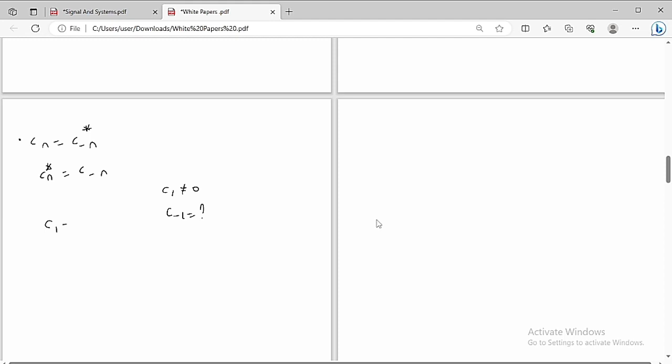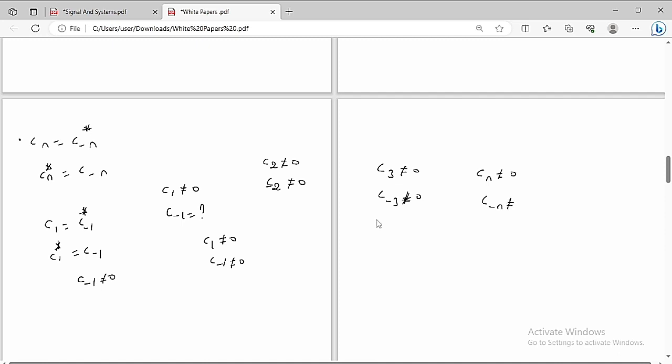So C of 1 is equal to C of minus 1 conjugate. Taking the complex conjugate on both sides, C1 conjugate is equal to C of minus 1. As C1 is not equal to 0, C of minus 1 is also not equal to 0. Suppose C of 2 is not equal to 0, then definitely C of minus 2 is also not equal to 0. Similarly, if C of 3 is not equal to 0, then C of minus 3 is also not equal to 0. In simple words, if C of n is not equal to 0, then definitely C of minus n is also not equal to 0.